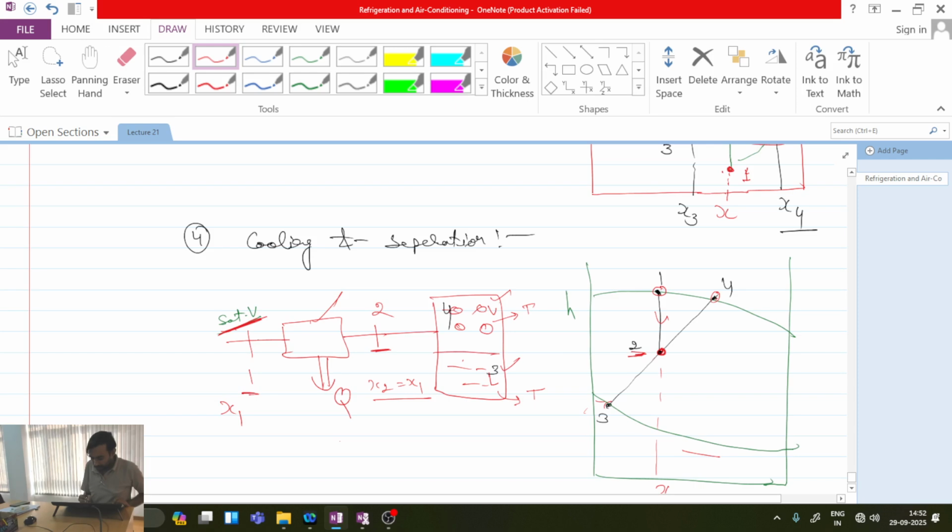Now at the top I have pure vapor, at the bottom I have pure liquid. At the given pressure, pure liquid is represented by this line because it is the saturated liquid line, and this is the saturated vapor line. So pure vapor at that temperature is represented by the top line. Where this isotherm is crossing, these are my points 3 and 4. Corresponding to point 3, I will have the composition of liquid, and corresponding to point 4, I will have the composition of vapor.